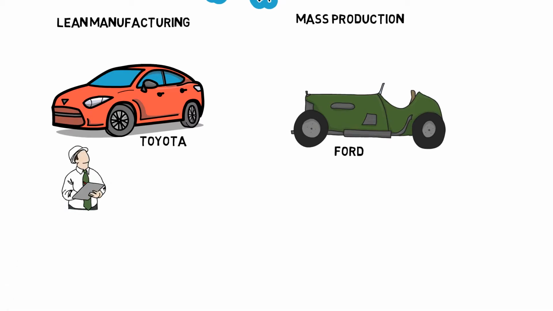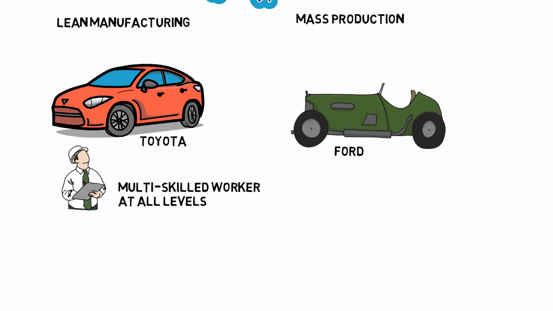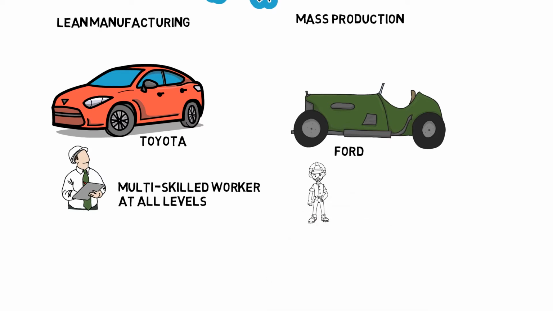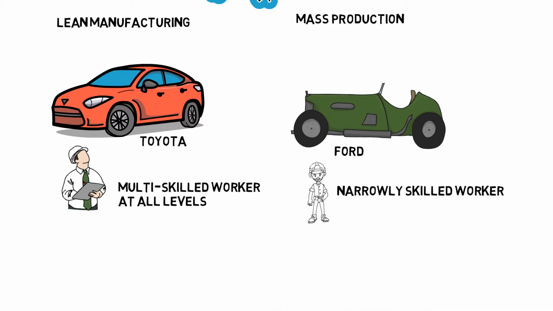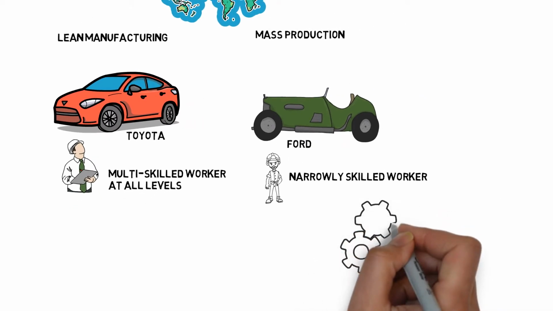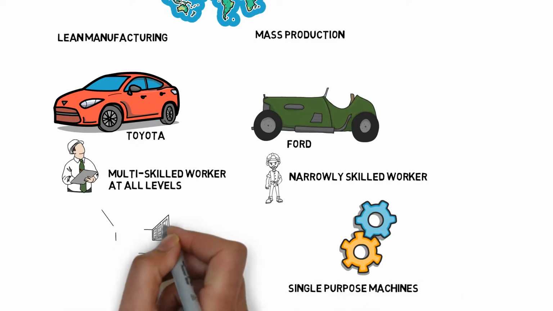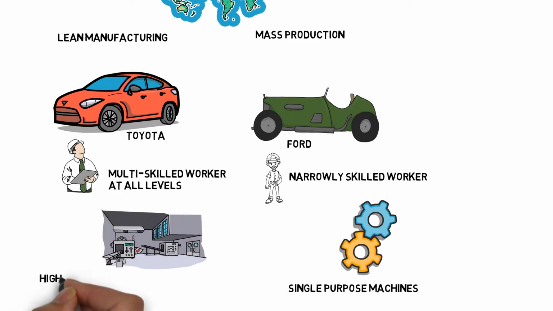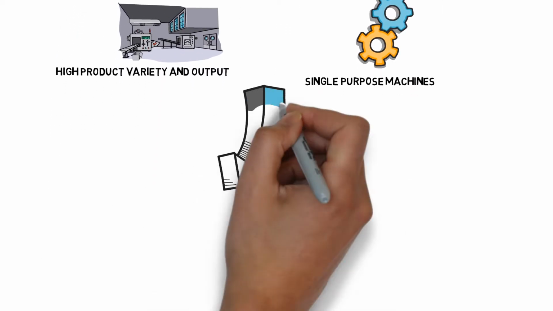Alright, what type of workers are working in the lean manufacturing process? They are multi-skilled and they are solving problems on all different levels. In mass production, the workers are narrowly skilled and they're doing the same thing over and over again. Very similar, the machines in the mass production process are single-purpose machines. They're producing the same thing over and over again. In contrast, the machines in the lean manufacturing process have a high product variety and a massive output.